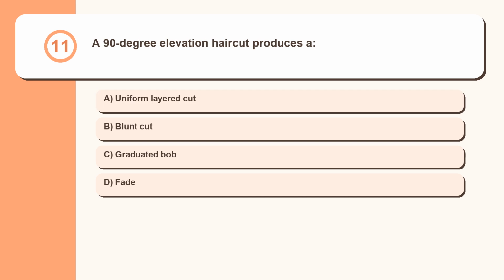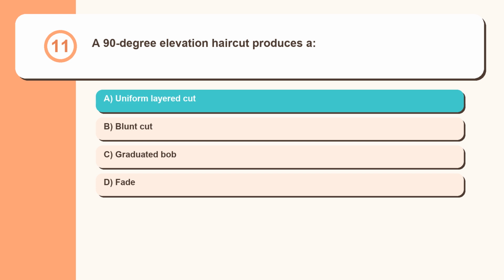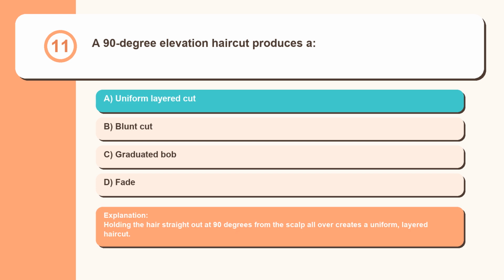Question 11. A 90-degree elevation haircut produces a uniform layered cut, blunt cut, graduated bob, fade. Holding the hair straight out at 90 degrees from the scalp all over creates a uniform, layered haircut.